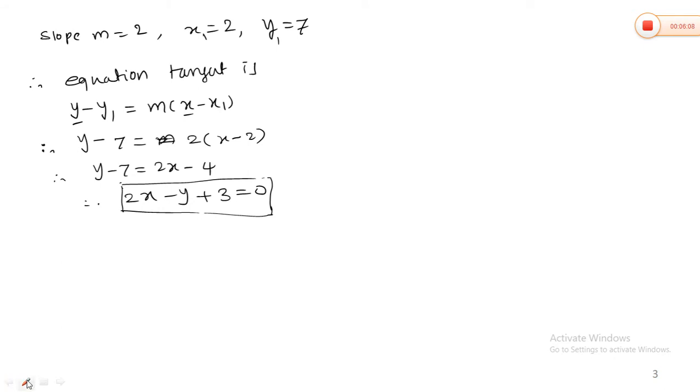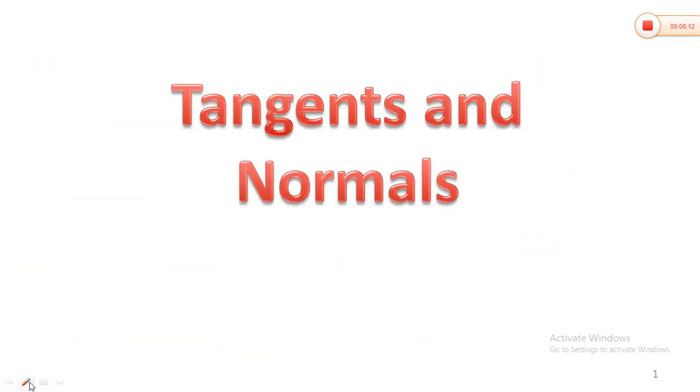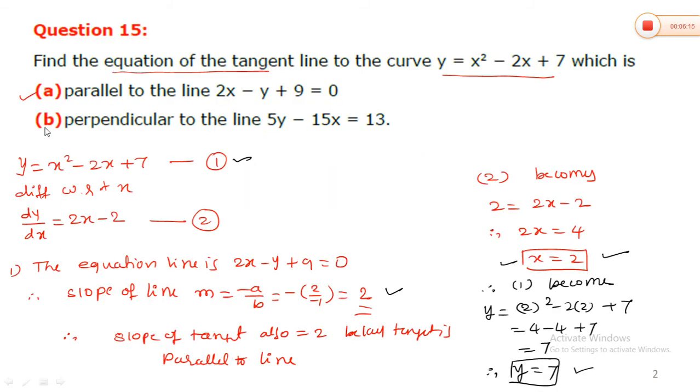And now for the second part. The second part is perpendicular to the line 5y minus 15x equal to 13.